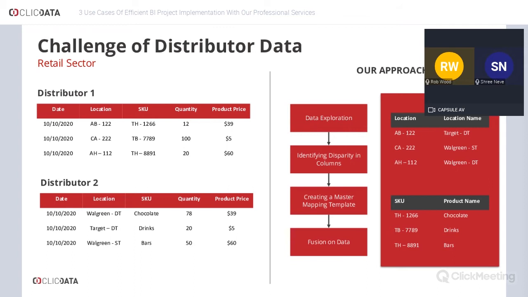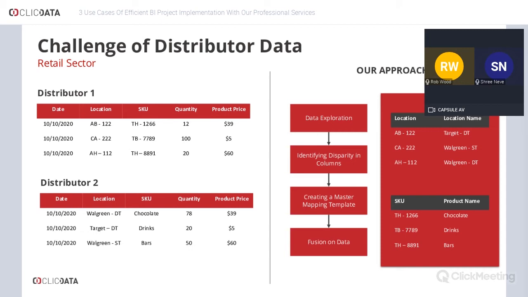The first problem is the challenge of distributed data. As you can see on the screen, Distributor 1 ended up sending data where the locations were abbreviated or they used codes for the location. For the SKU numbers as well, rather than writing the product name, they used SKU numbers, which many distributors end up doing. And Distributor 2 had the entire location name and the entire product name.